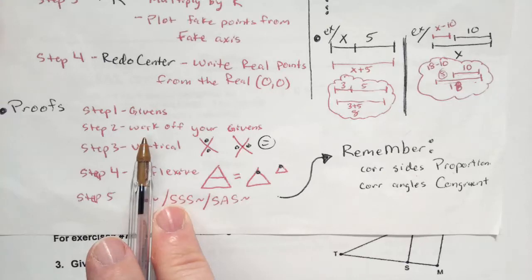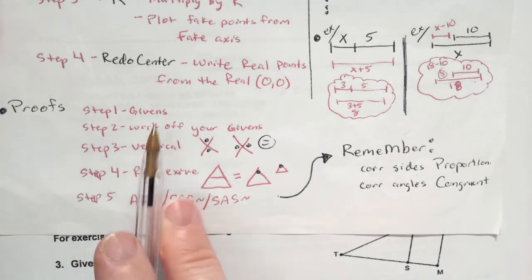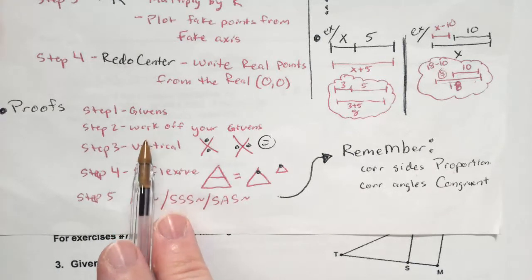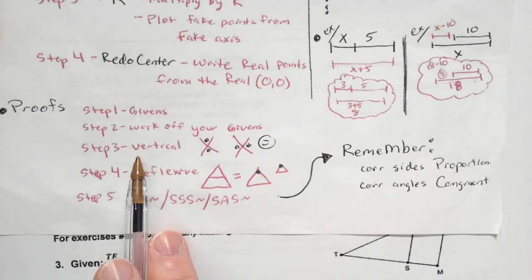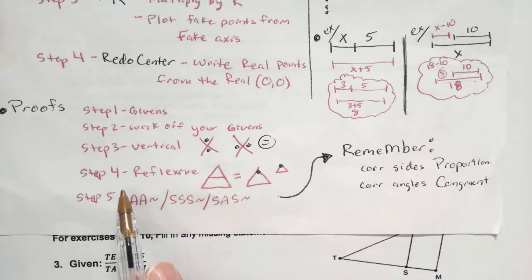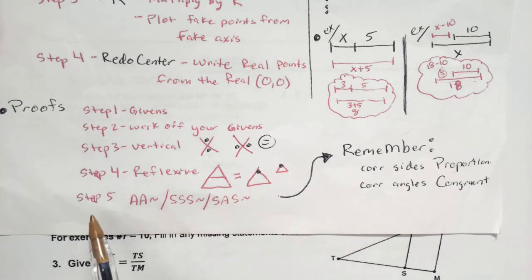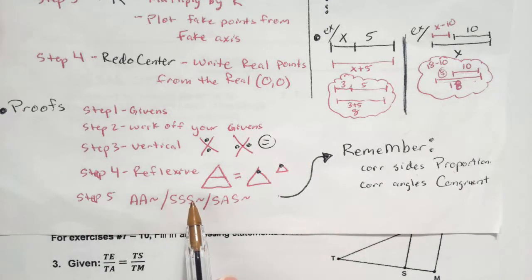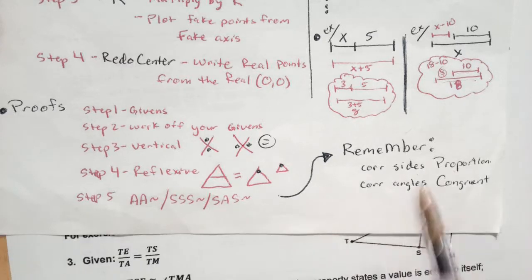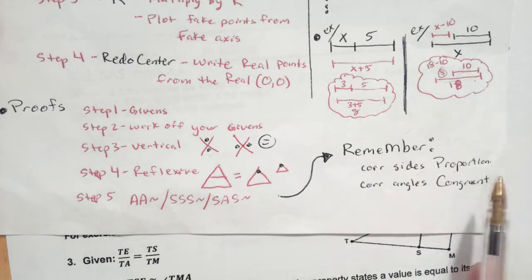Also, if you have parallel lines, you're going to have to work off the parallel lines, like the alternate interior angles, stuff like that. So work off of your givens. Then vertical angles. If you still didn't have enough information, try vertical angles. If that's still not enough, try the reflexive property. And now you can do AA similarity, SSS similarity, or SAS similarity. And remember, corresponding sides are proportional, corresponding angles are congruent.